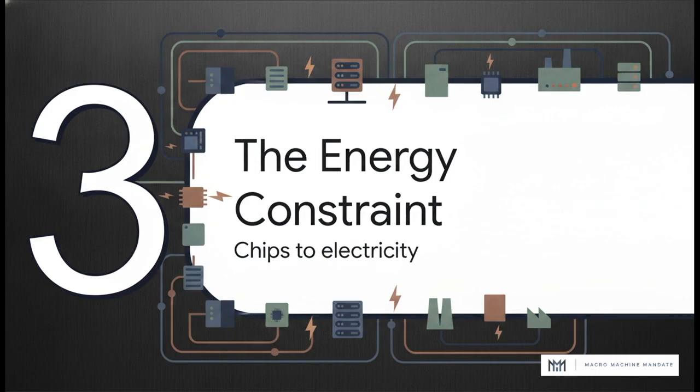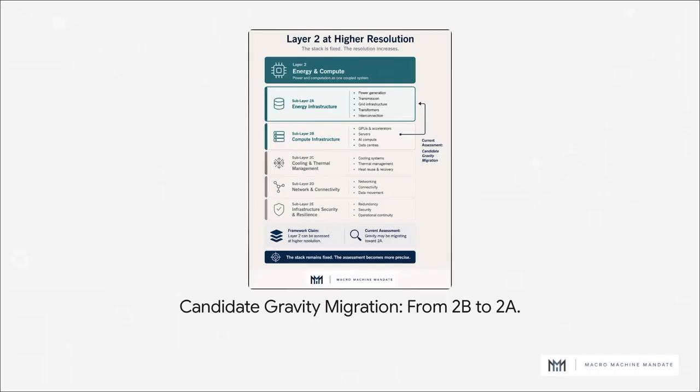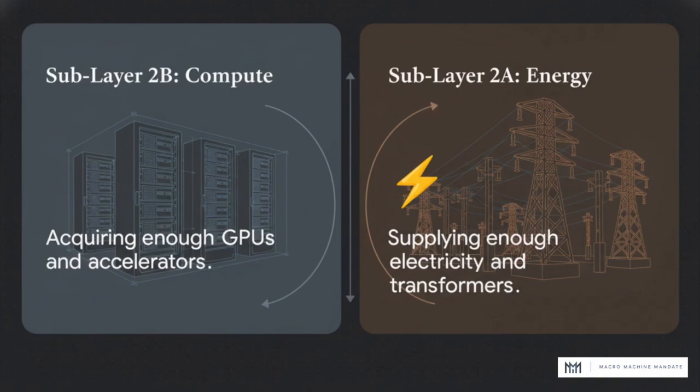All right, Section 3, the energy infrastructure constraint. We're looking at the shift from acquiring accelerators to supplying electricity. Based on the evidence we have right now, we are observing a really strong candidate for gravity migration. The dominant constraint increasingly looks like it's shifting away from sublayer 2B, that's the GPUs, the servers, the actual data centers, and moving directly towards sublayer 2A, the energy infrastructure. Think about it. Before compute infrastructure can even turn on, it absolutely needs the energy infrastructure beneath it to support it.